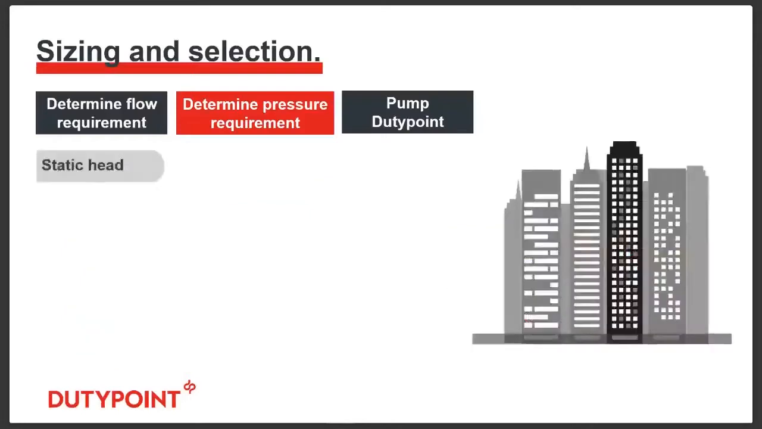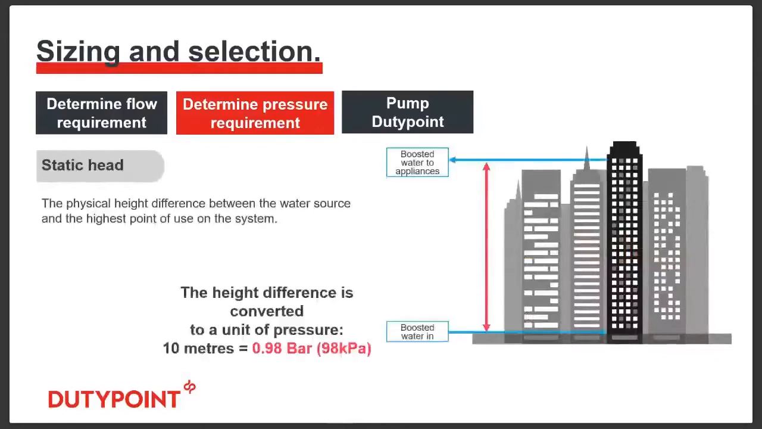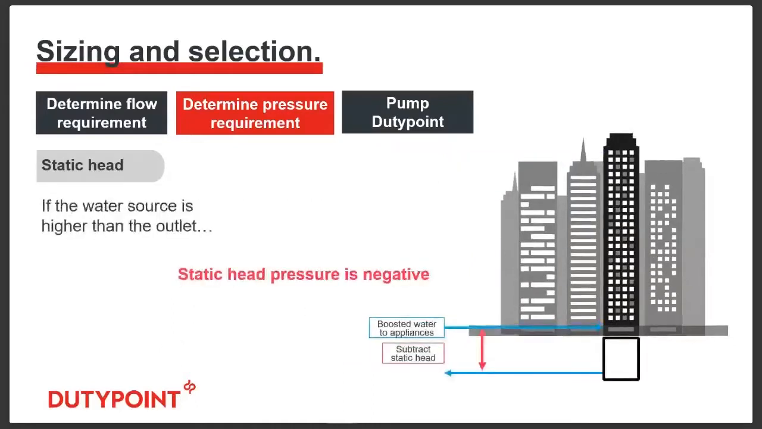So just to reiterate, static head, looking at the physical height difference between the water source and the highest point in the system. So obviously, typically in high-rise buildings, that's going to be quite significant. So you need to think about that carefully. But also, if the water source is higher than the outlet, you can subtract any negative height difference from that total static head calculation.